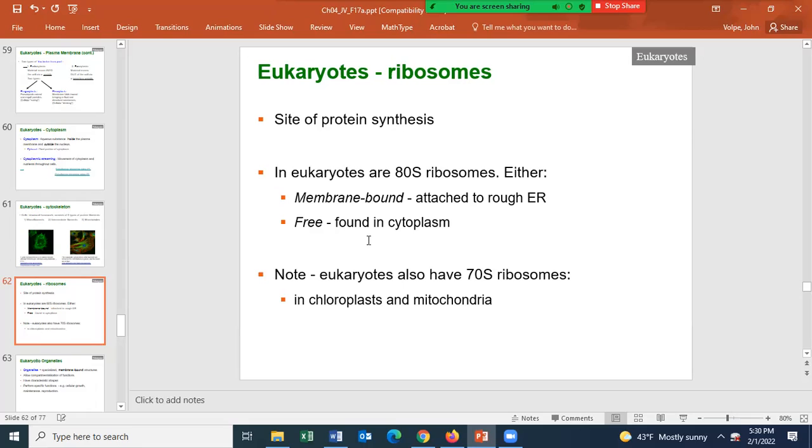If the ribosomes are membrane bound and are a part of the membrane of the endoplasmic reticulum, we call it the rough ER. And why it's the rough ER is that the ER has ribosomes attached to it, and the ribosomes make the ER look rough. If the ER is not rough, we call it smooth ER, and it doesn't have ribosomes attached to it. Any question about any of that?